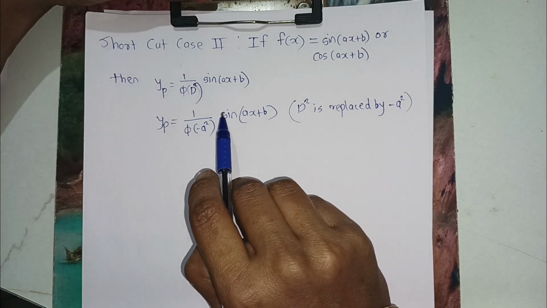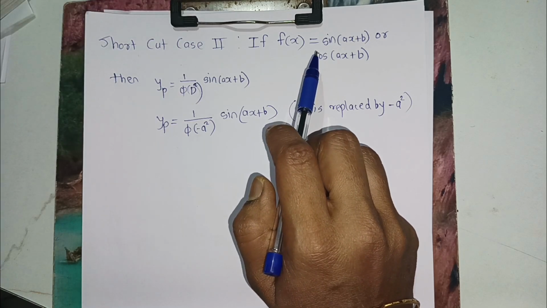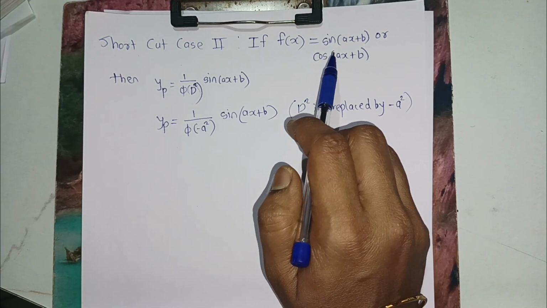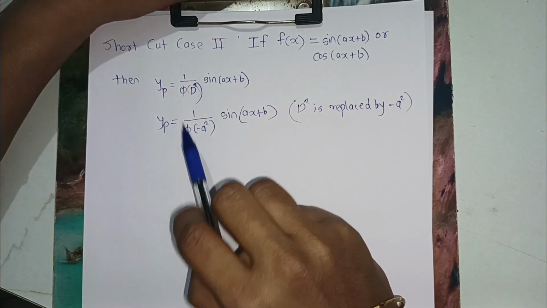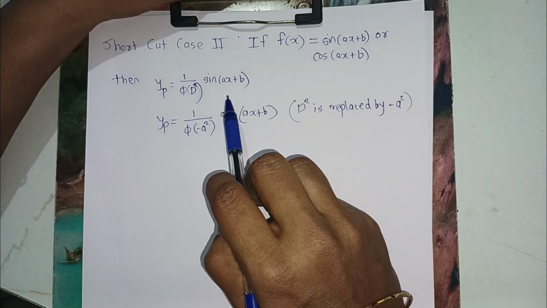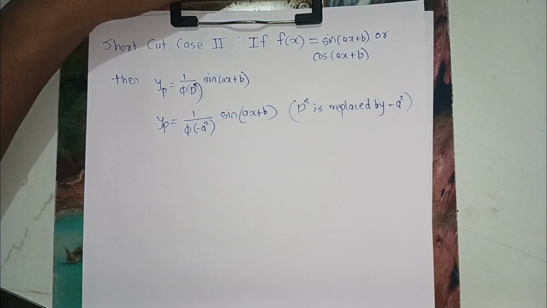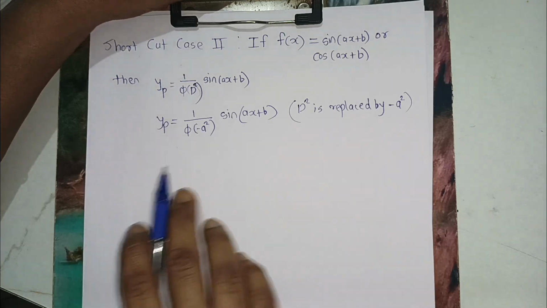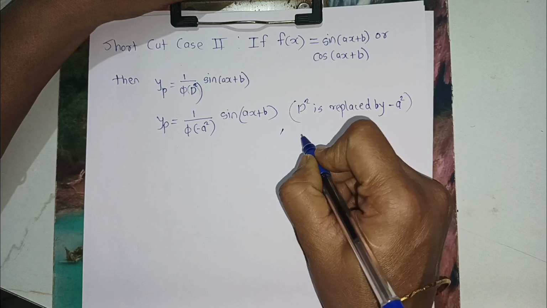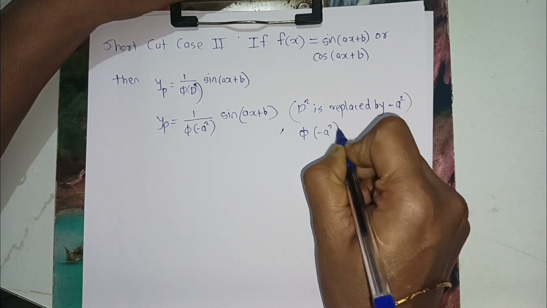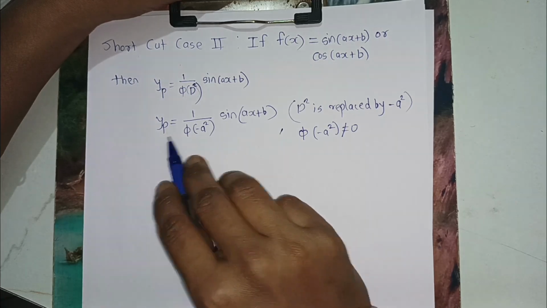For example, we are taking sine because sine and cos are trigonometric functions, and for both of them this case is applied. So 1 upon phi of D square, sin(ax+b), is equal to 1 upon phi of minus a square, sin(ax+b). So simply you have to replace D square by minus a square, provided that phi of minus a square is not equal to 0. This term must be non-zero, then only this will be defined.